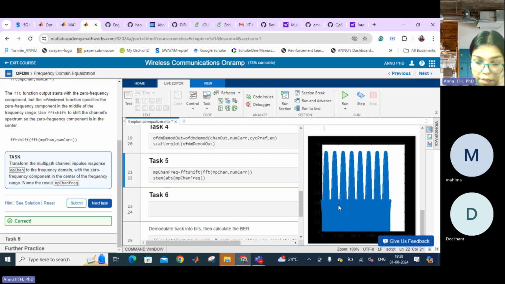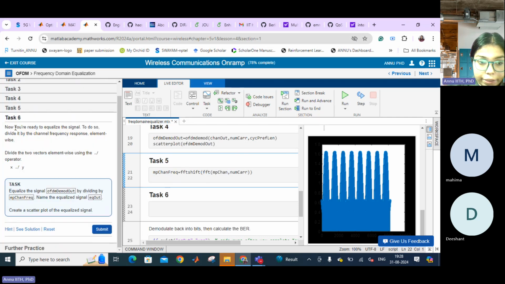I think zero frequency components should be shifted to the middle. Now you are ready to equalize the signal. As we know, that will be element-wise. So what will be the output and input? The equalization output is the OFDM demod output divided by the channel response. But here we're not employing channel estimation techniques. We already have the impulse response of the multi-path channel, but in practice we don't have it, so that is where we deploy channel estimation techniques.